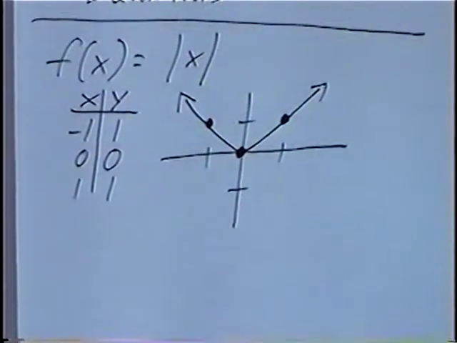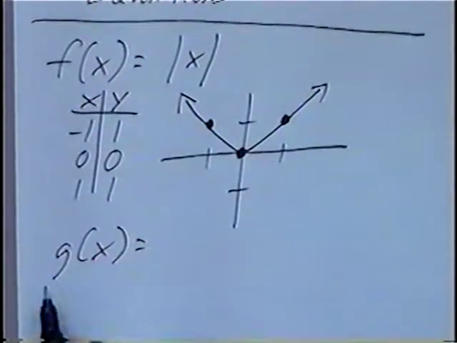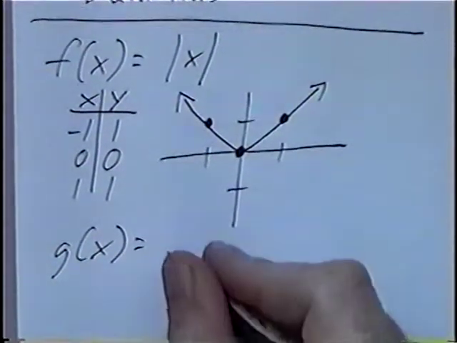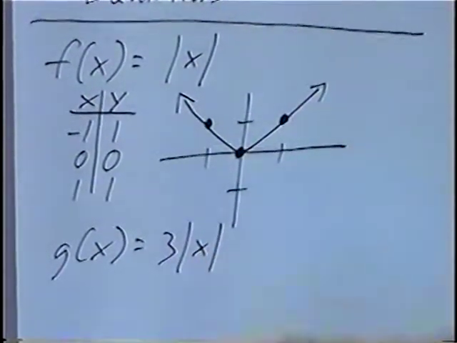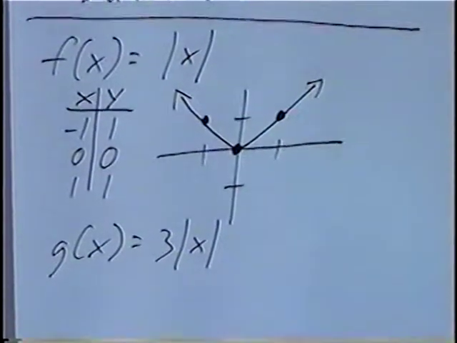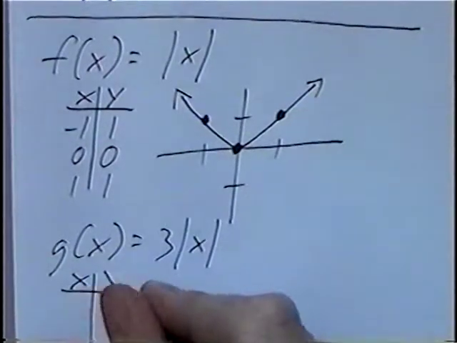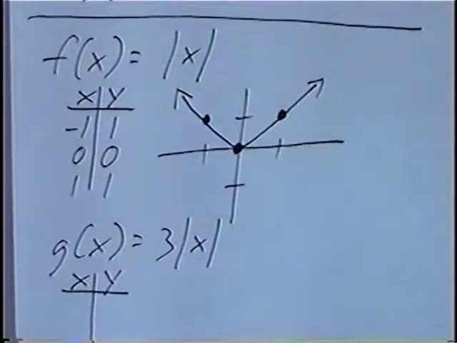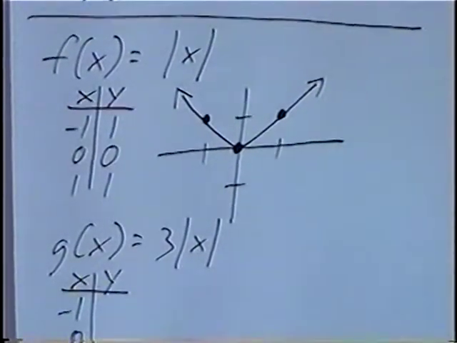Second question and last question for the section. G of x, or g with x inside parentheses, is 3 times the absolute value of x. So in this problem we'll take the absolute value and then multiply by 3. Same steps, we'll do a t-table, xy t-chart. Again, you can use different values for x, but the best ones to use for these problems will be negative 1, 0, and 1.